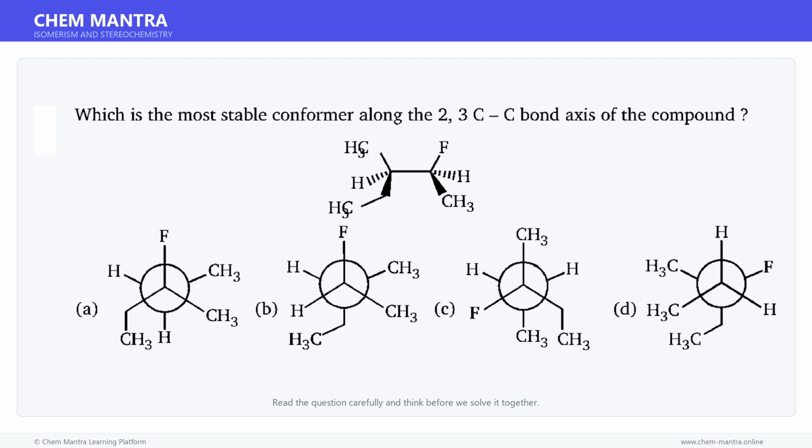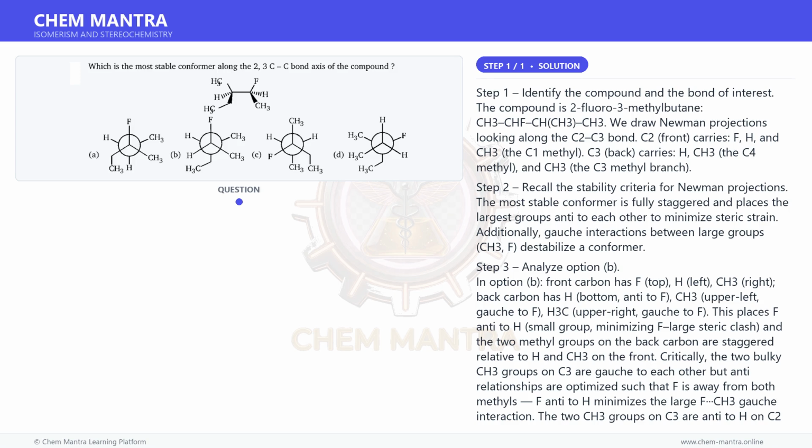Here is a question. Read it carefully and think about the answer. Let us solve it step by step. Let us begin solving this step by step. Step 1. Identify the compound and the bond of interest.